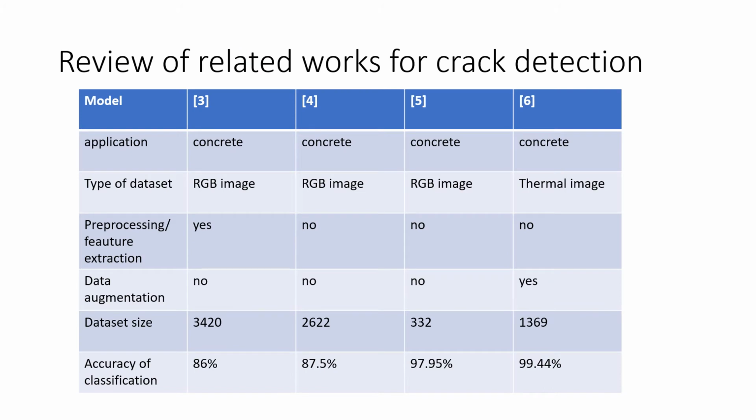Review of related literature. In the research that we did, we identified related papers to our proposed method. The application is also the same, which is concrete crack detection. The type of dataset is different from these papers. The first paper uses only RGB images, the second one is also RGB images, the third one is also RGB images, and another paper uses thermal images, like in our proposed method.